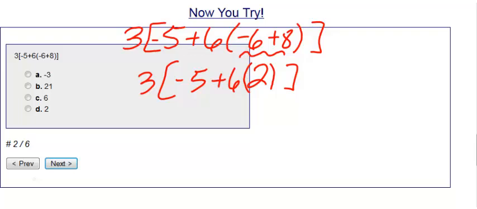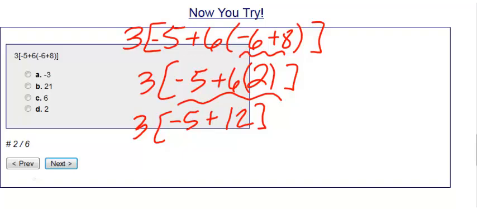Okay, now I'm still working inside here. Before I do addition, I have to do multiplication. So I need to do this multiplication first. 6 times 2, I get 12. I'm going to bring everything else down. We're still working inside this parenthesis, so now I need to do this inside. A negative 5 plus a positive 12, I get a positive 7. And bring down my last 3.